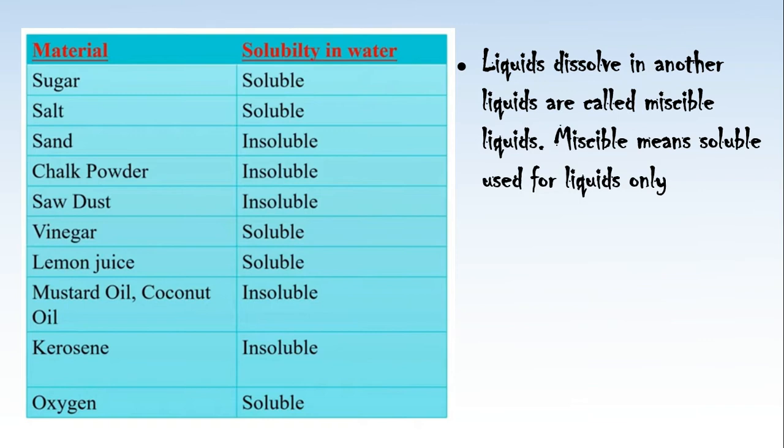Now comes the next, mustard oil, coconut oil, kerosene. These are all insoluble in water. You can perform this at home: whenever you take some water and pour some oil, you will see that the oil is not mixing. It is floating on water. Now comes oxygen. Oxygen is a gas and it is also dissolved in water. It is also soluble in water.